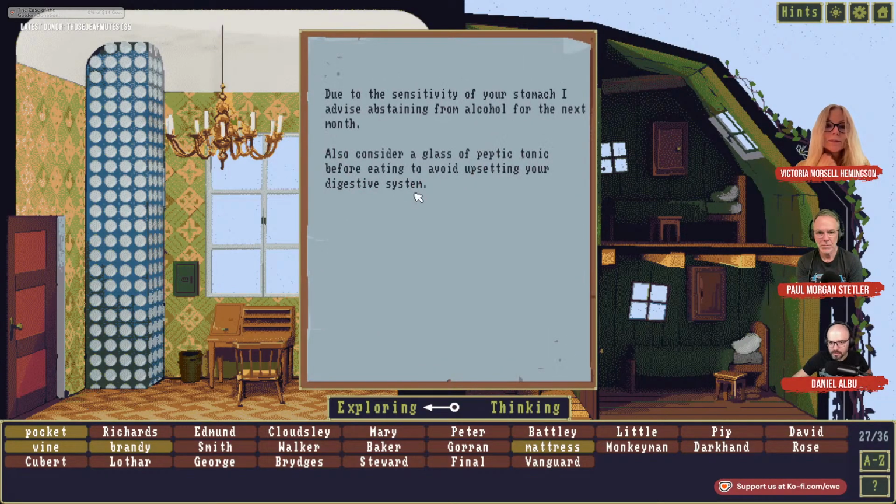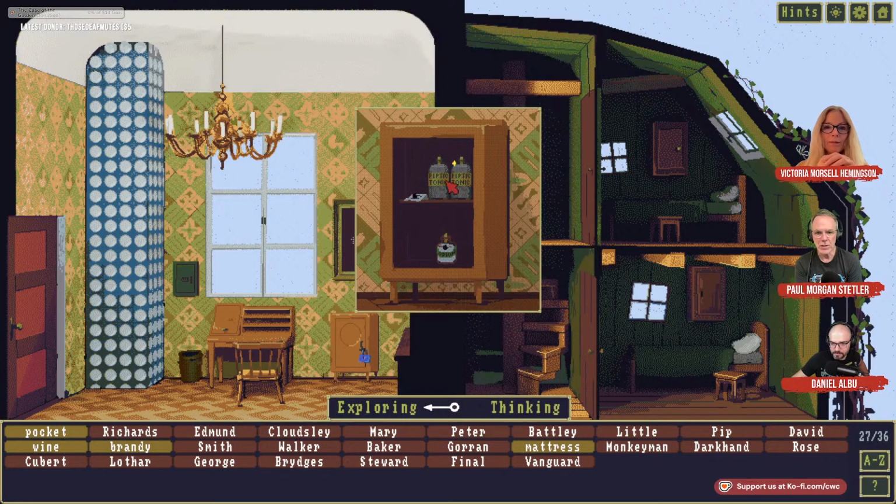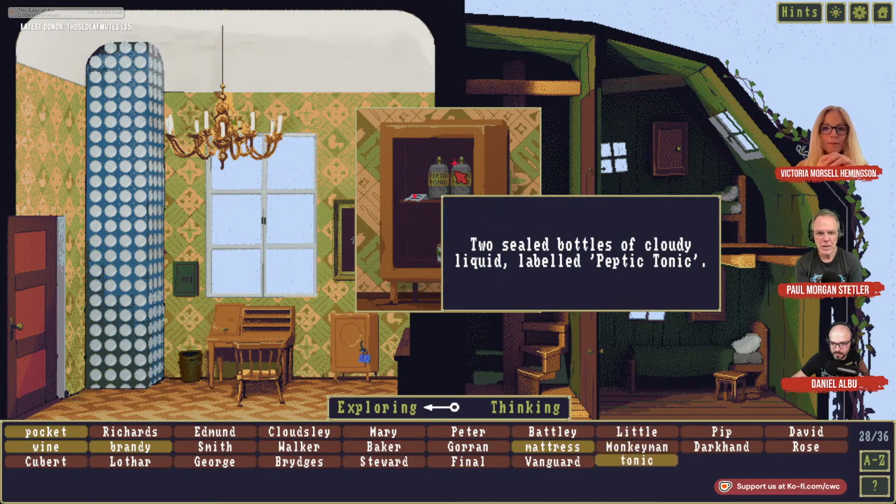Due to the sensitivity of your stomach, I advise abstaining from alcohol for the next month. Also consider a glass of peptic tonic before eating to avoid upsetting your digestive system.